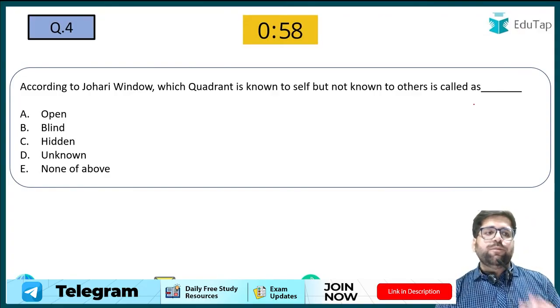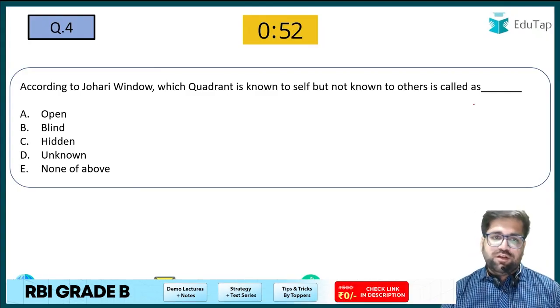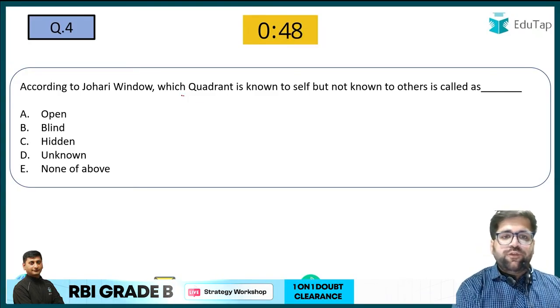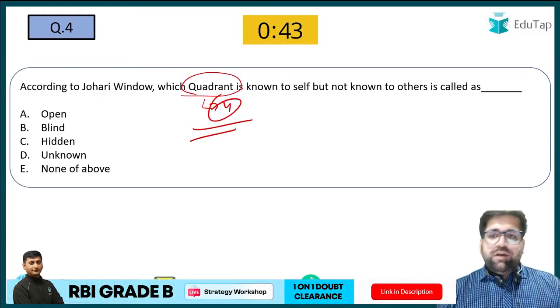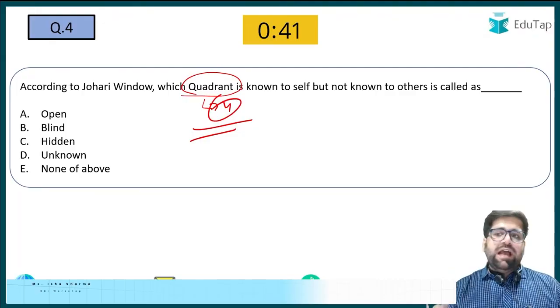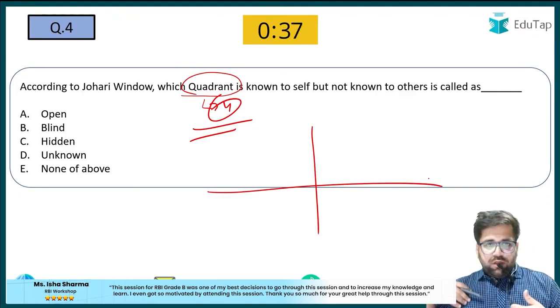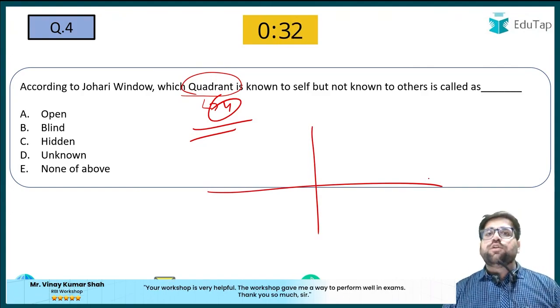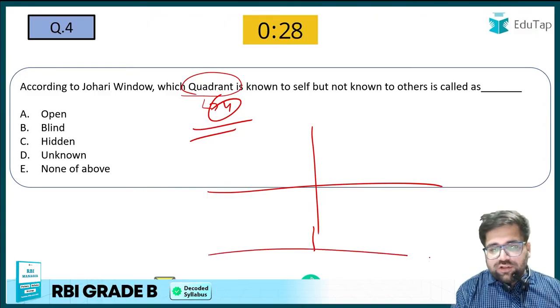Now we are coming to question number 4. This is a very good question. If you don't know anything regarding the Johari Window, then you cannot solve this question. According to the Johari Window, which quadrant is known to self? We all know that there are 4 quadrants, and one is known to self but not known to others. You have to identify the quadrant wherein the information is known to self but not known to others. That is, you know it but others don't. So the Johari Window is a very important concept.